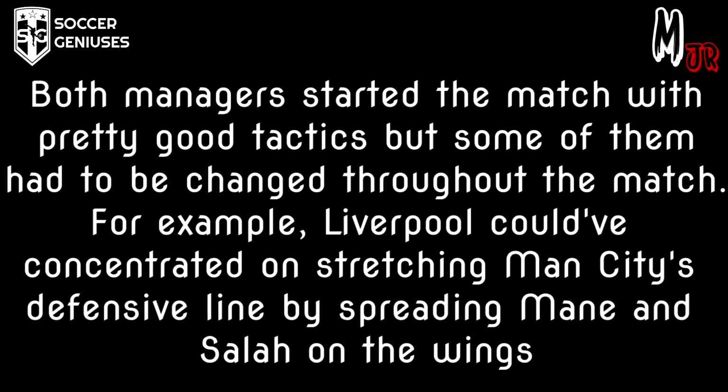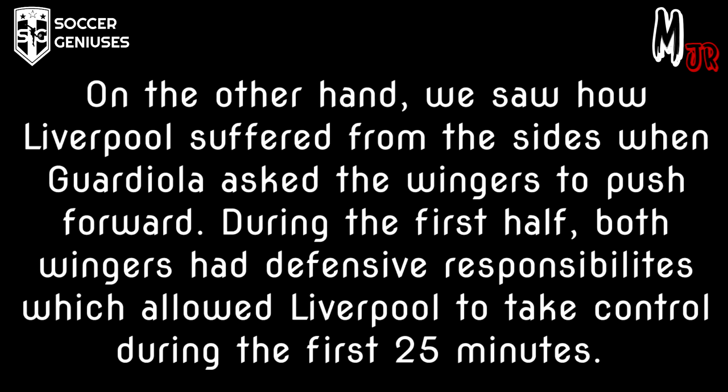Both managers started the match with pretty good tactics, but some of them had to be changed throughout the match. For example, Liverpool could have concentrated on stretching Man City's defensive line by spreading Mane and Salah on the wings. On the other hand, we saw how Liverpool suffered from the sides when Guardiola asked the wingers to push forward. During the first half, both wingers had defensive responsibilities, which allowed Liverpool to take control during the first 25 minutes.